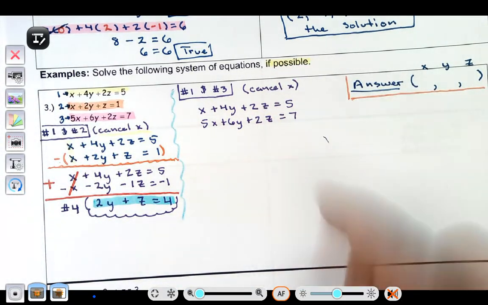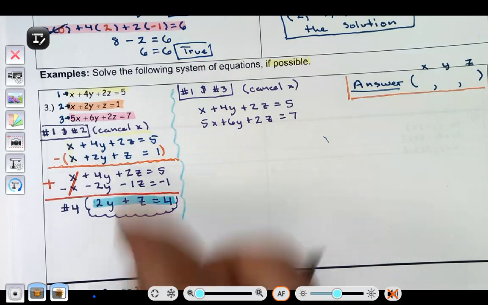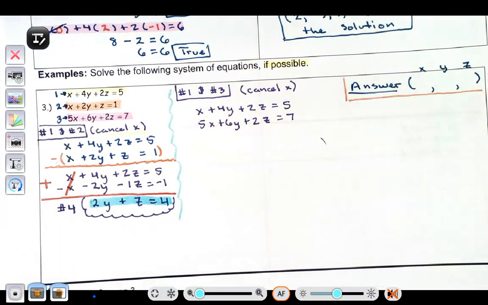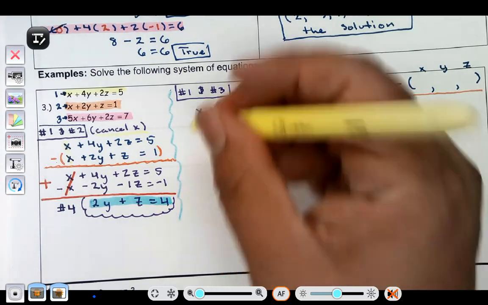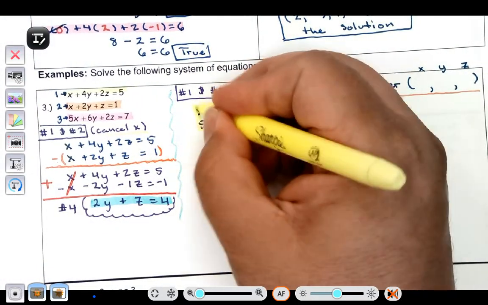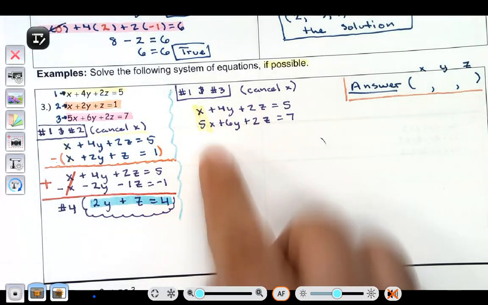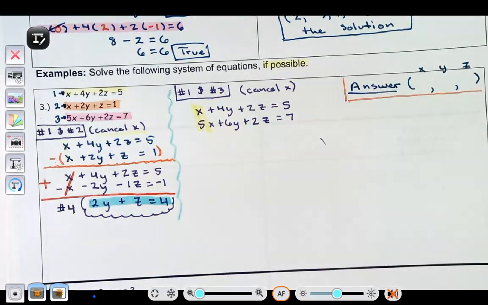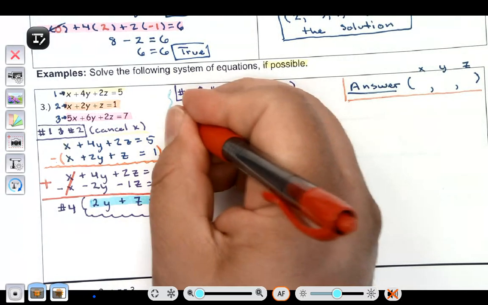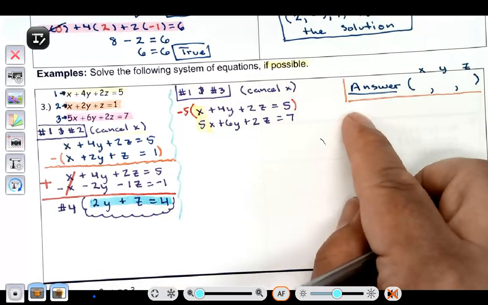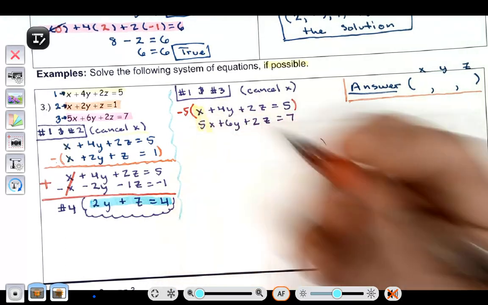But we said we're going to cancel the x. The idea is, if you canceled x in the first step, then you have to cancel x in the next one. You don't have a choice. If I'm going to cancel out my x's, let me look at them. This is a 1x, this is a 5x, so I want opposites. If this is a 5, I want the top one to say negative 5. So I'm going to multiply the top by negative 5, and everybody gets that negative 5.